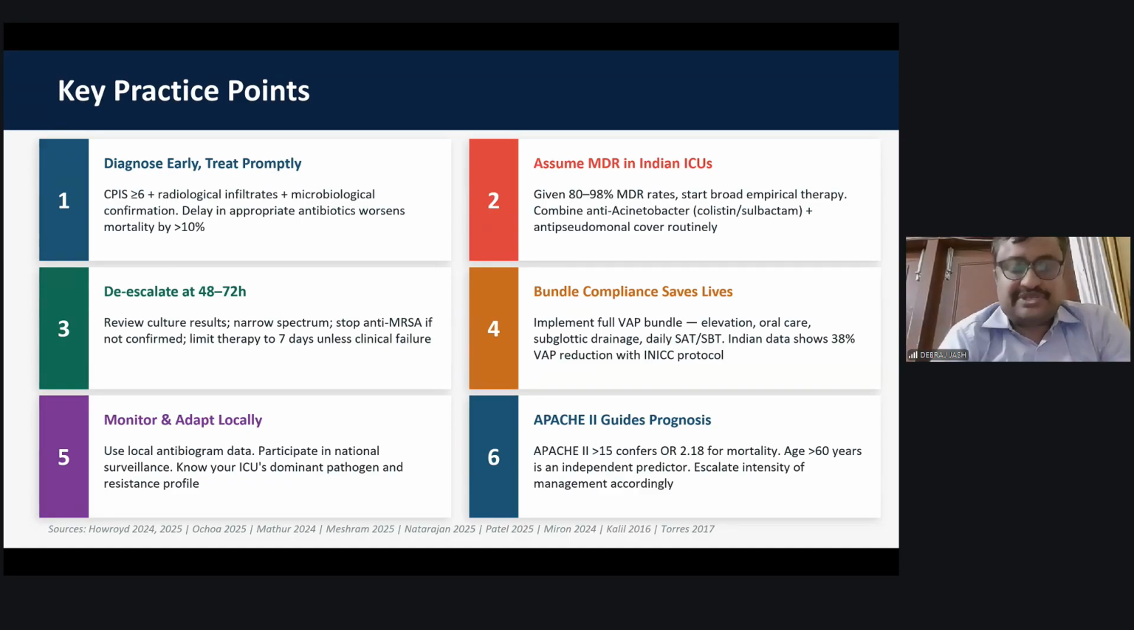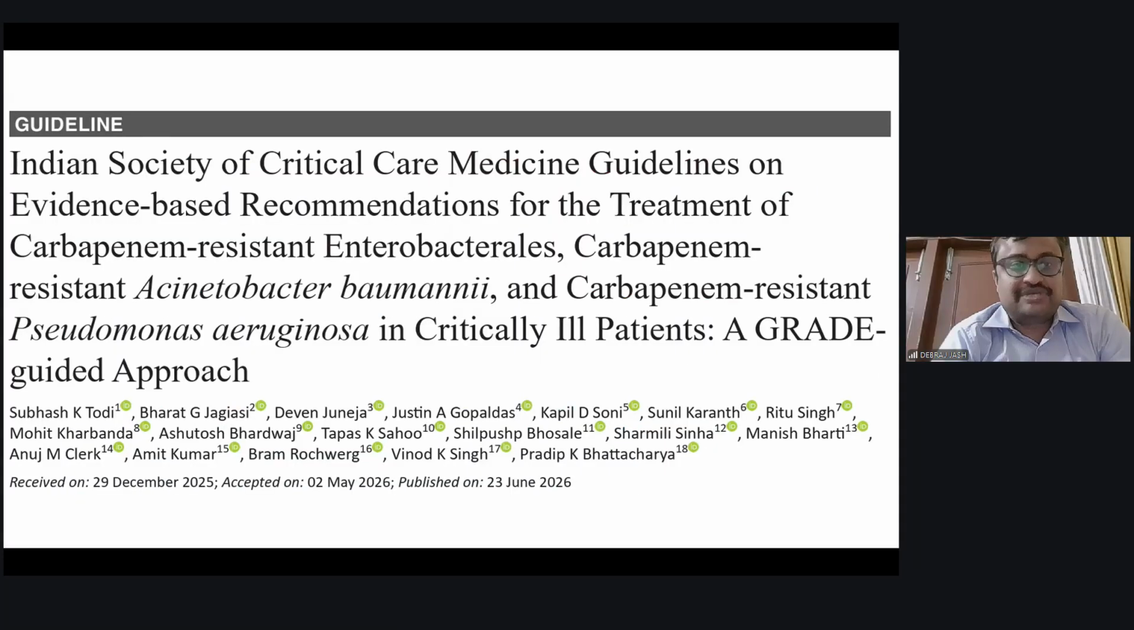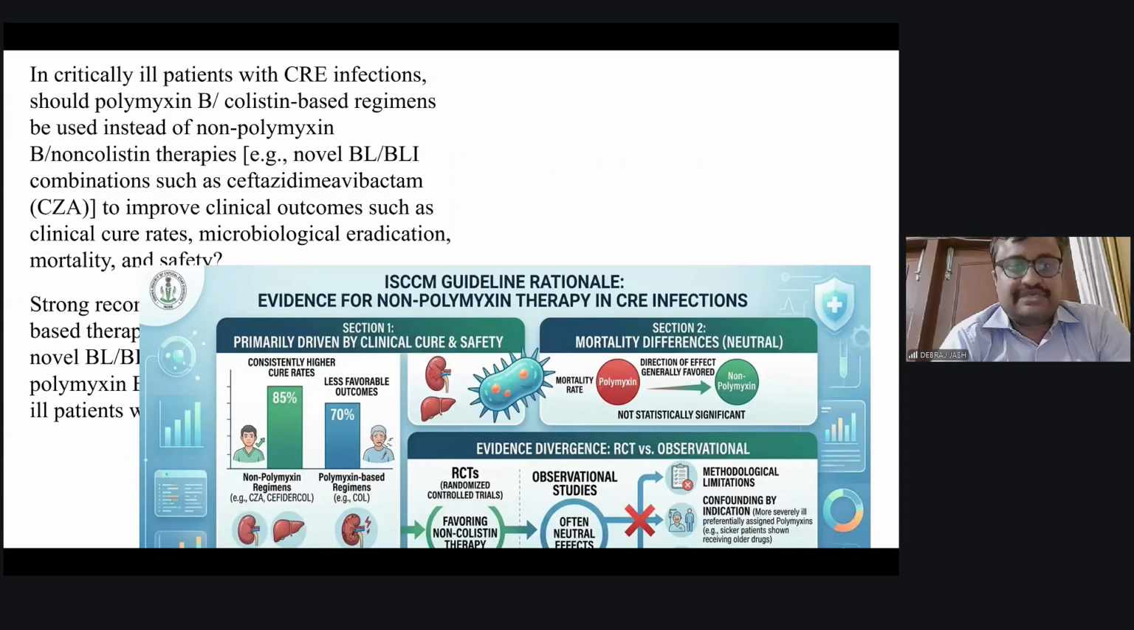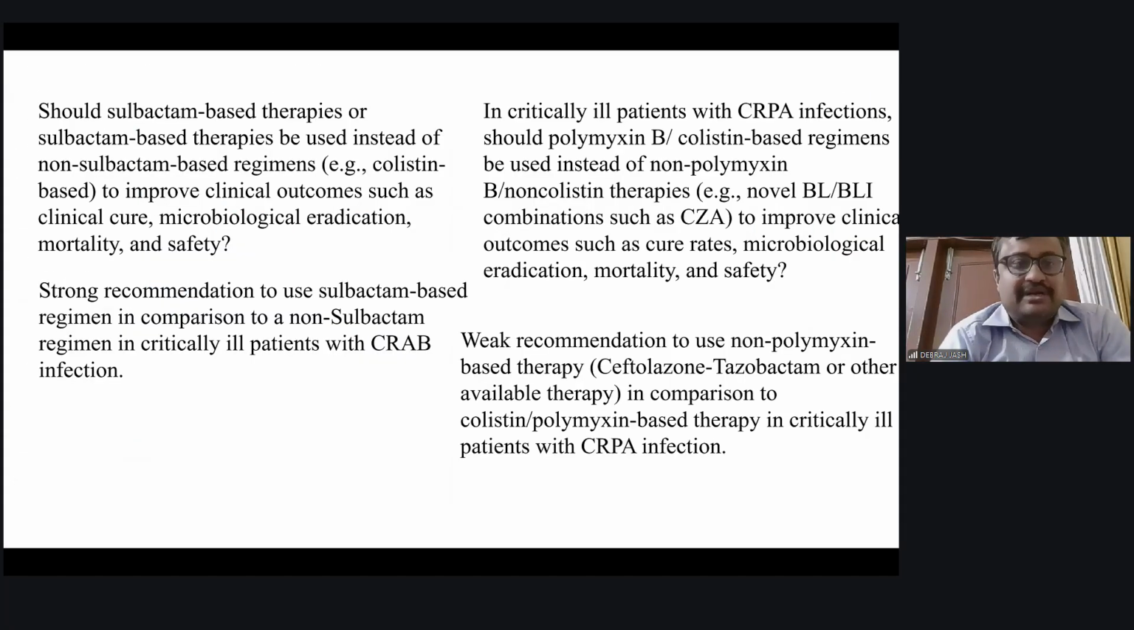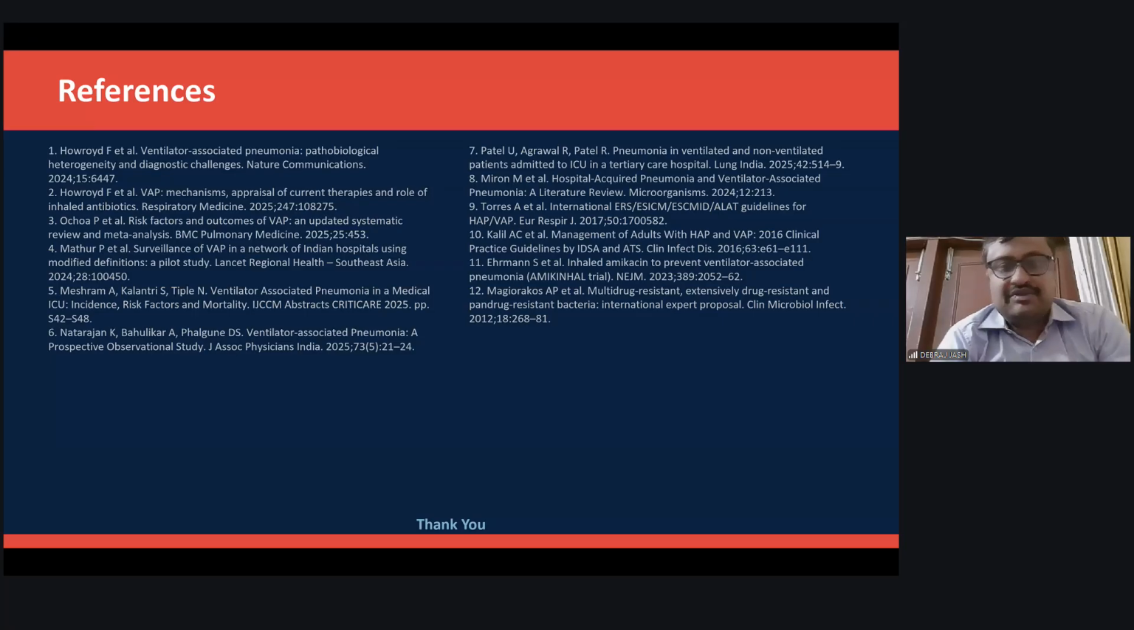Bundle compliance: be strict with the hospital staff. Monitor and adapt regularly, and monitor the APACHE II score. This is the Indian Society, ISCCM guideline which has come. Most of the recommendations I have already discussed with all of you. Thank you very much.